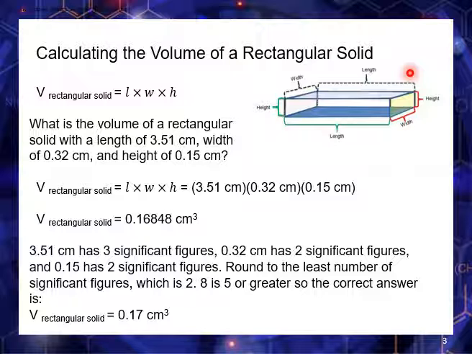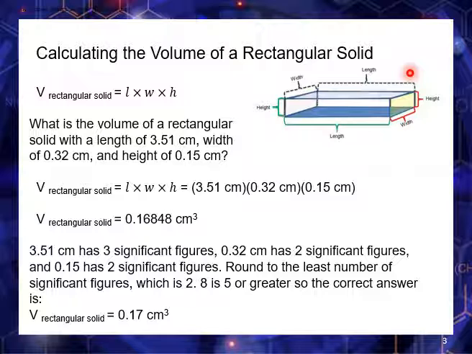The volume of a rectangular solid is length times width times height. 3.51 centimeters times 0.32 centimeters times 0.15 centimeters. The volume of a rectangular solid is 0.16848 cubic centimeters.